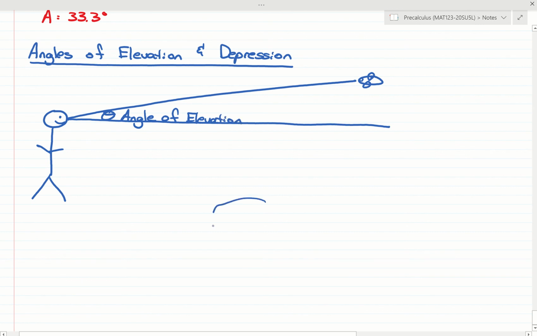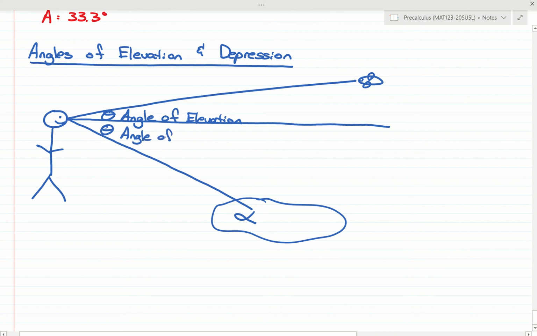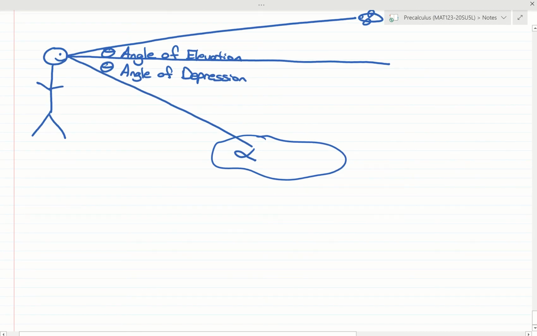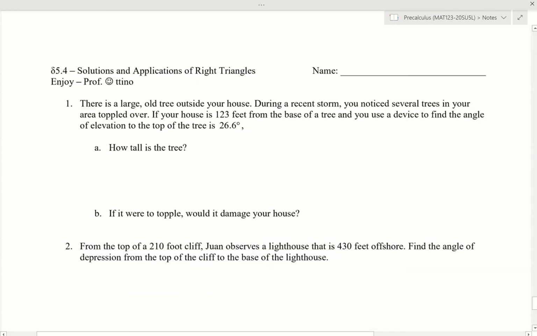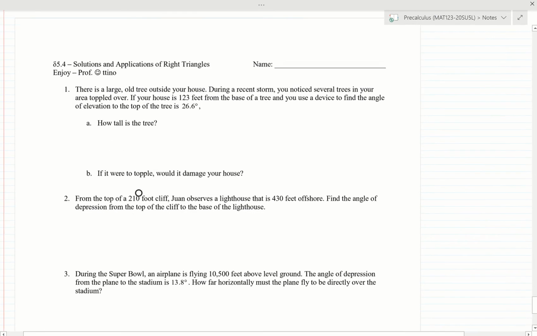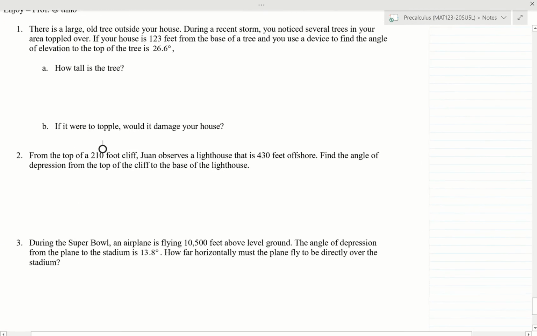And then let's say there's a lake in front of them and there's a fish. I could draw a fish and he's looking at the fish here. This angle right here is called the angle of depression. So it's important that we understand those phrases. So now let's take a look at our worksheet. This could be found in the supplemental materials.